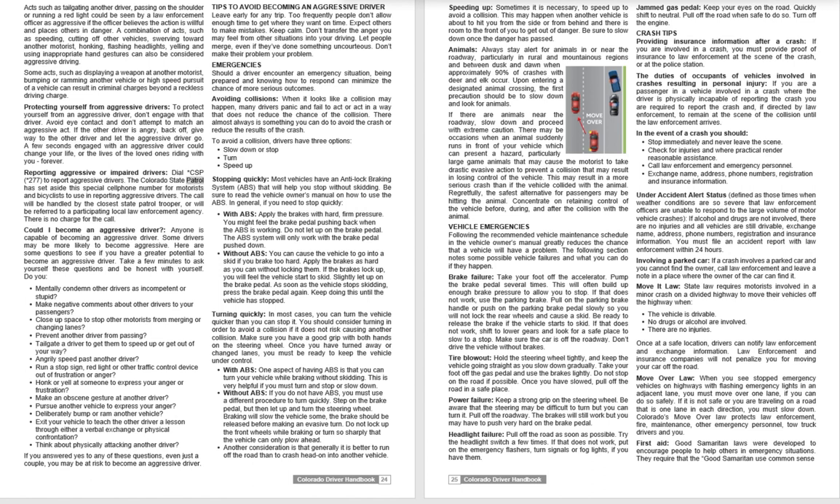Reporting aggressive or impaired drivers: dial CSP 277 to report aggressive drivers. The Colorado State Patrol has set aside this special cell phone number for motorists and bicyclists to use in reporting aggressive drivers. The call will be handled by the closest state patrol trooper, or will be referred to a participating local law enforcement agency. There is no charge for the call.